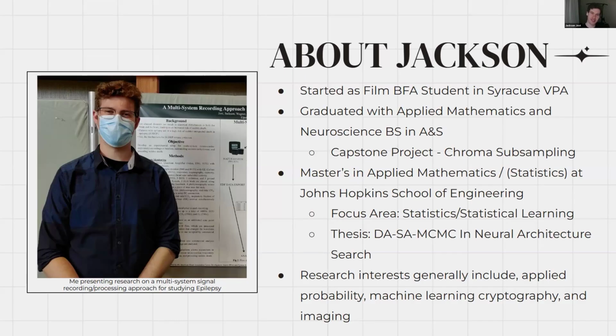But basically, as I was going through the film program, I started to notice some things that I'll talk about a little bit later in this presentation. I was noticing that I was gravitating towards more specific parts of film rather than others, and that eventually led me to change my majors entirely. So I ended up graduating with a degree in applied math and neuroscience in the School of Arts and Sciences. And then after that, I went to grad school, and I just finished up in December. I did my master's in applied math and stat at Johns Hopkins in the School of Engineering.